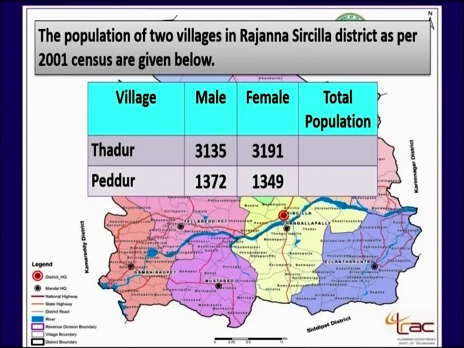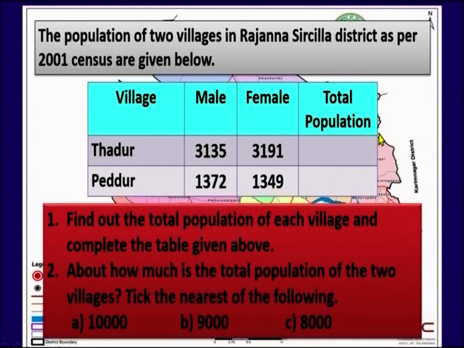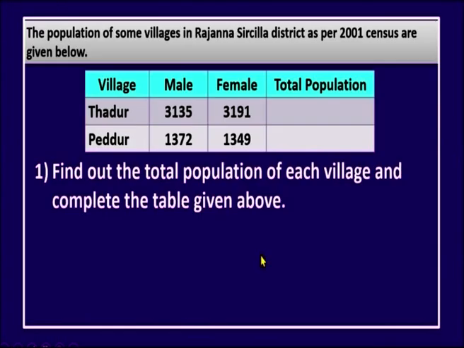So there are 2 villages, Tadur and Peddur, and here the number of males are 3135, females 3191, whereas in Peddur it is 1372, whereas females it is 1349. So what are we going to do, children? Yes, we need to find the total population of each village, and also about how much is the total population of 2 villages. We need to take the nearest of these following. Okay, children, let us start.